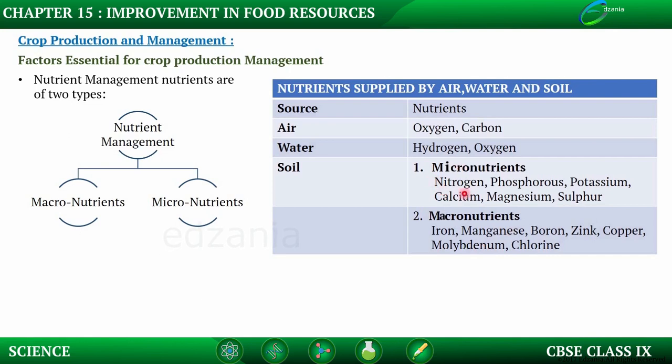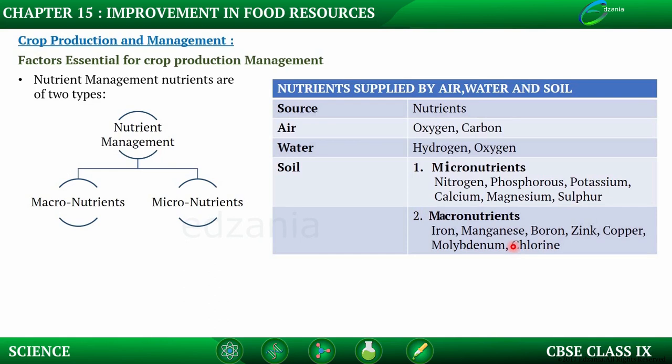So micronutrients are nitrogen, phosphorus, potassium, calcium, magnesium and sulfur. These are all micronutrients, and iron, manganese, boron, zinc, copper, molybdenum and chlorine, these are all macronutrients.